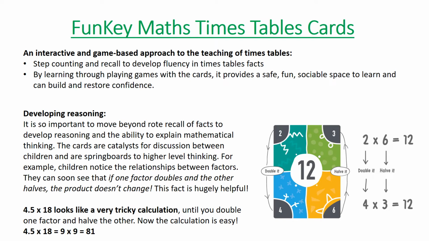For example, children notice the relationships between factors. They can soon see that if one factor doubles and the other factor halves, the product doesn't change. This fact is hugely helpful. For example, 4.5 times 18 looks like a very tricky calculation until you double one factor and halve the other. Now the calculation is easy. For example, 4.5 times 18 is equal to 9 times 9, which is 81.